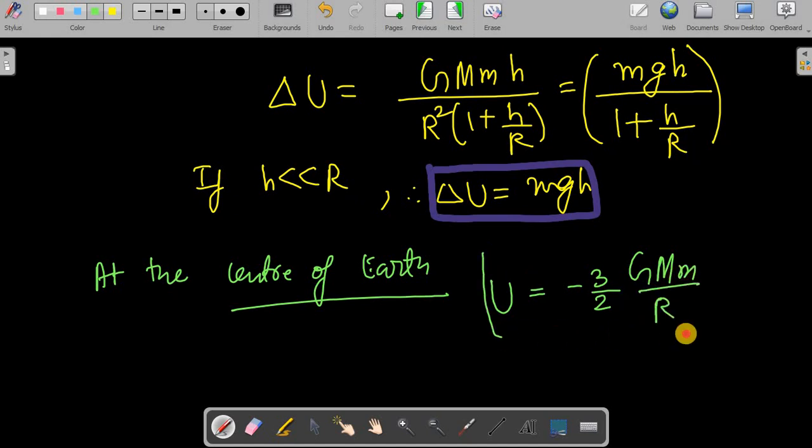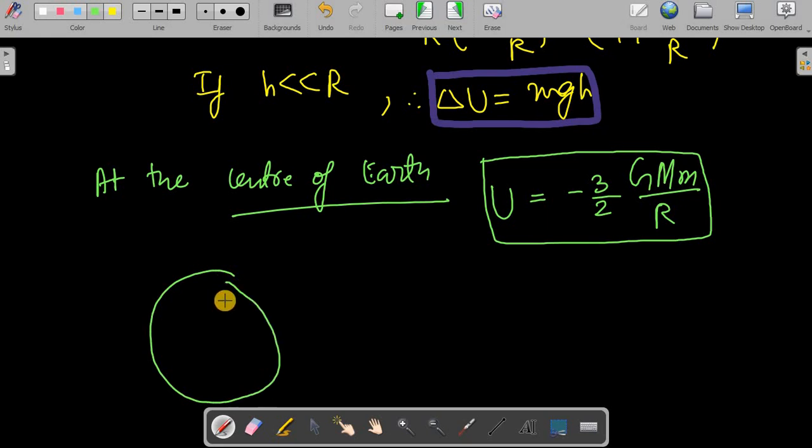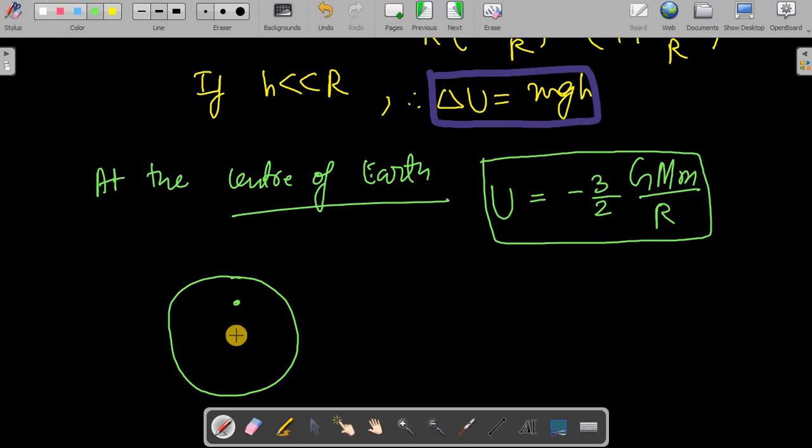Remember, this is a uniform solid sphere. You can assume it like this. If you take some depth h below, suppose this is the center and this is the distance from the center. How will the potential at that point depend?